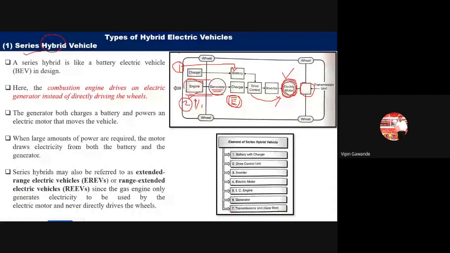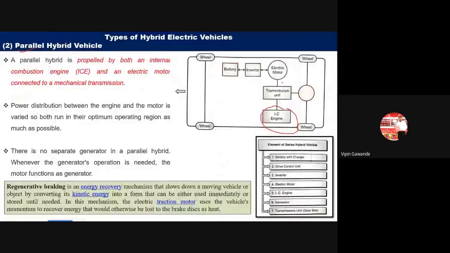But in parallel, what is happening is that the electric motor is also running the vehicle, and it is also connected with the transmission unit, and the IC engine is also connected with the transmission unit. That means both are connected with the transmission unit, and taking the power from the IC engine and the power from the battery, both we are using for running this vehicle. So that is the difference between the parallel hybrid vehicle and the series hybrid vehicle. So this is the parallel hybrid vehicle.